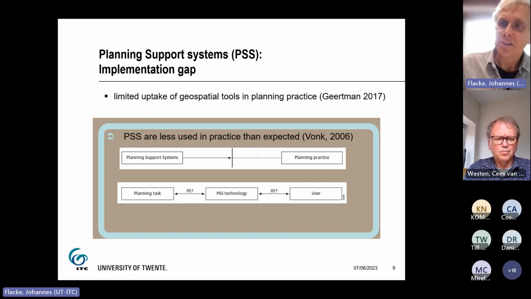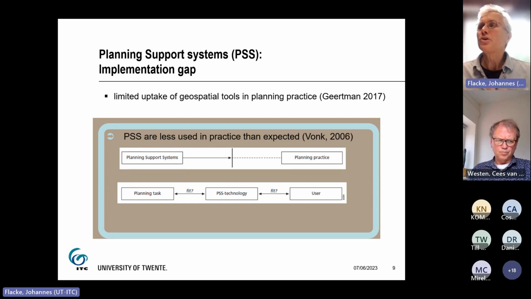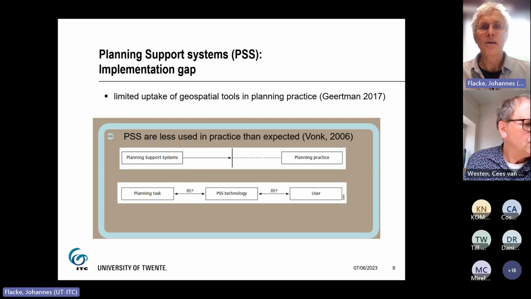So in universities and research institutions, many tools are being developed, planning support systems, decision support systems for different contexts and for different tasks and goals. But when you look into planning practice, and that's what we work with a lot, such tools are often not used, are not taken up. And that is what is described as the implementation gap.